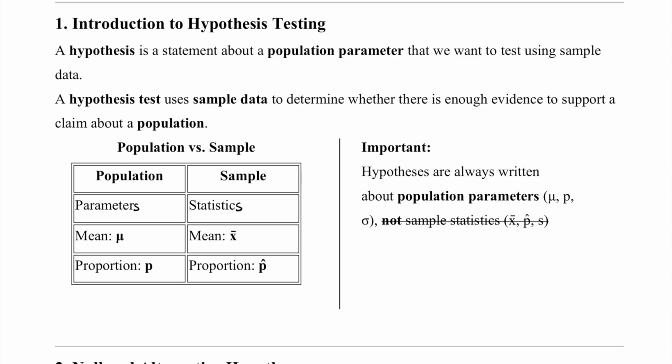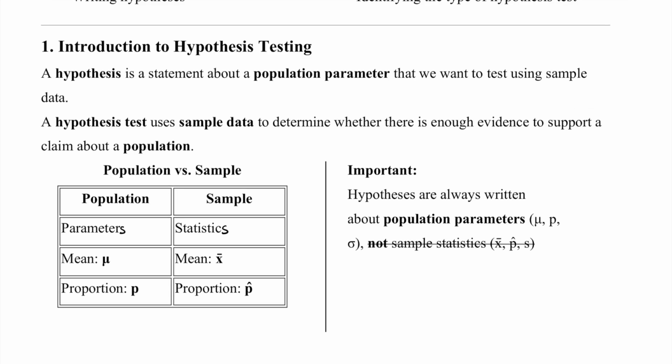Before we continue, let's quickly review the difference between a population and a sample. A population is the entire group we're interested in studying. A sample is a smaller group selected from that population. Population values are called parameters, while sample values are called statistics. For example, the population mean is mu, while the sample mean is x bar. The population proportion is p, while the sample proportion is p hat.